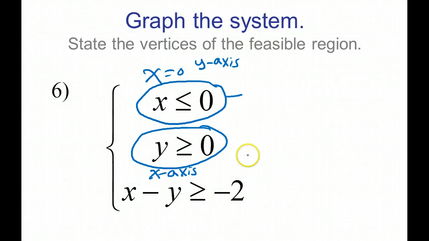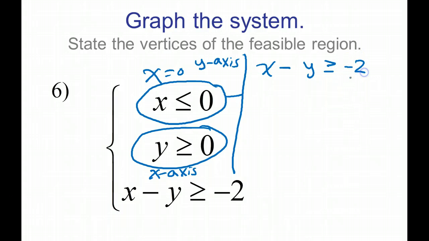Okay, so just keep that in mind. All right? Anyway, the main thing is we need to rewrite this equation: x minus y is greater than or equal to negative 2. Watch this very carefully so you can see how we rewrote this. We need to get y by itself, so what's my first move?